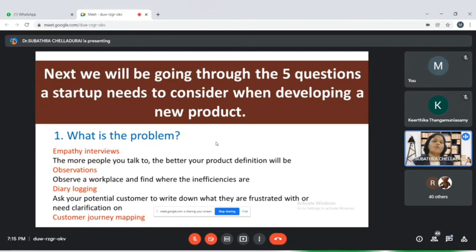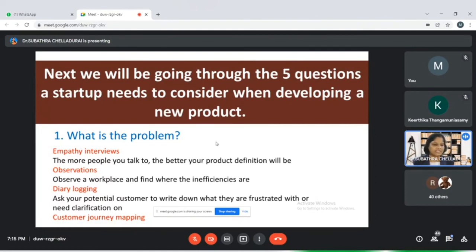it is their problem and it gives a solution to the problem. If so, they will pay for it and they will buy it. So in order to create a product which is marketable and has demand, you need to ask 5 questions. What is the problem? How will you identify the problem?